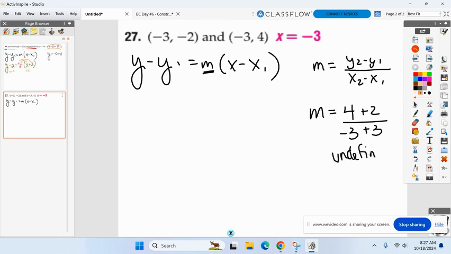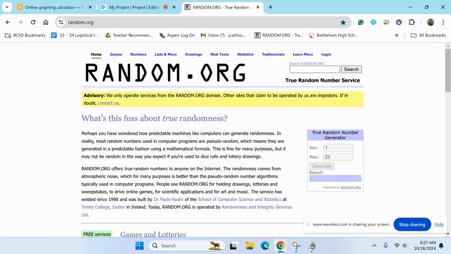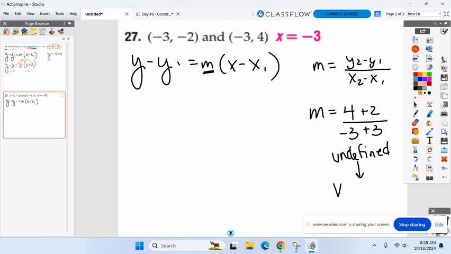There's one type of line yesterday we said had an undefined slope. What type of line was that? What type of lines have undefined slope from yesterday? Keating? Vertical lines. Yes, vertical. So I know this is going to be a vertical line, so I'm not even going to use this.